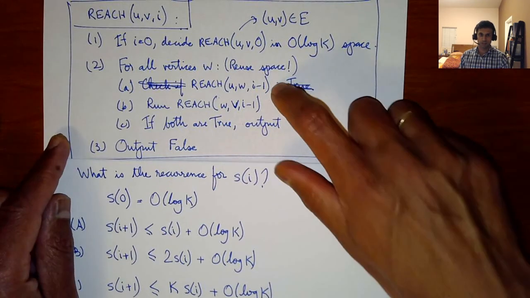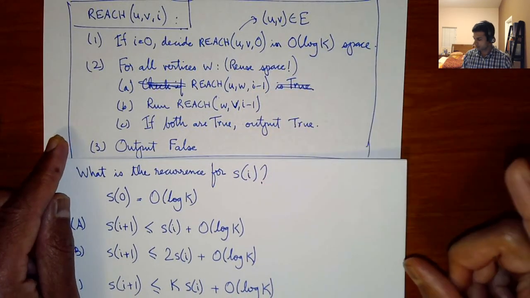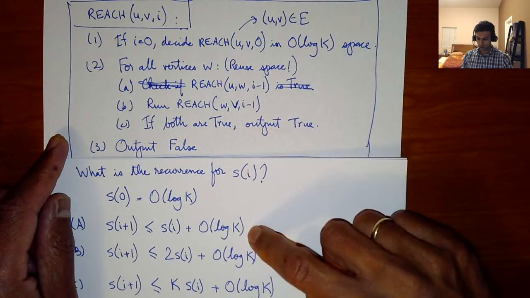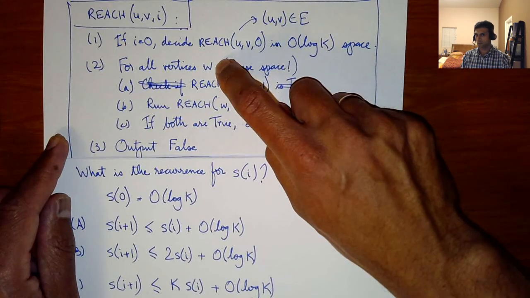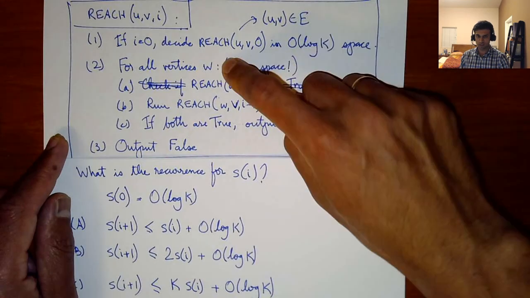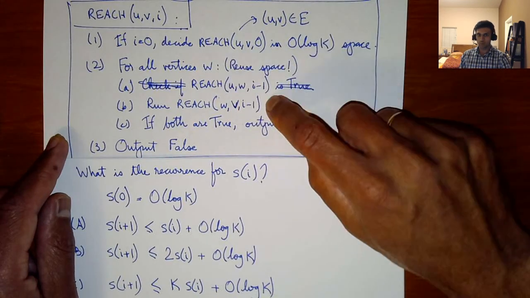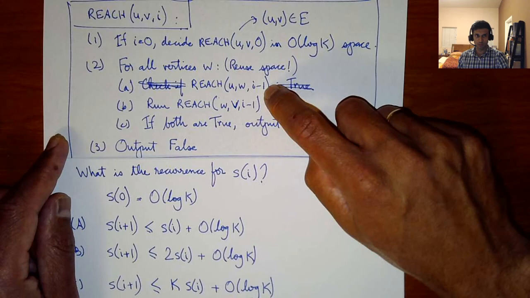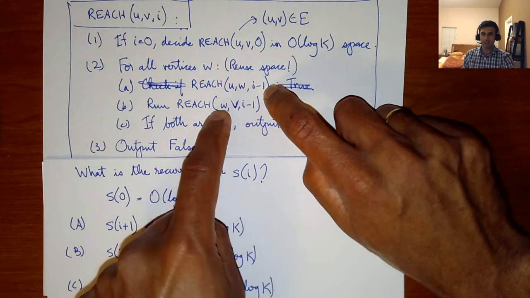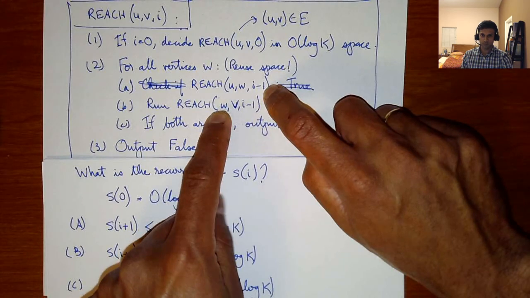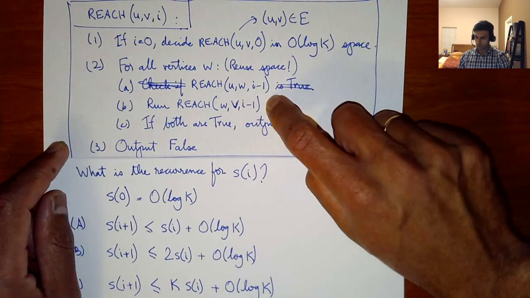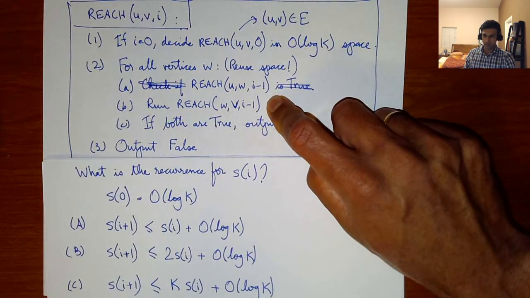Exactly. So actually, the output is just a single bit, but you're absolutely right. You only need log k space to store the vertex W, because you have to keep track of which vertex in the loop. So you're going to store the vertex W. You're going to use S of I space to compute this. Once you get the answer, you store the answer. And then you go here and you reuse the space to compute this. Now, if both of these were true, you output true. Otherwise, you clear everything and you start from scratch.